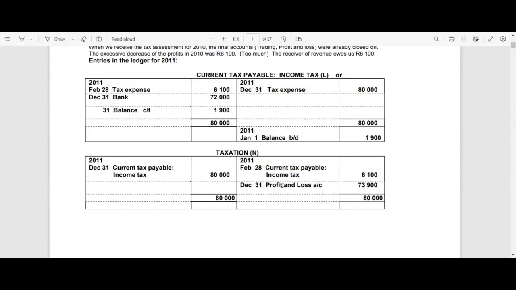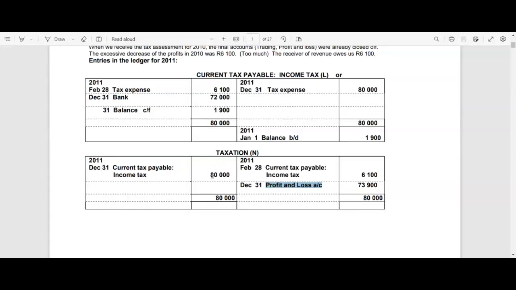We know that certain kinds of trading expenses get closed off to a trading account, and then other expenses and most income items get closed off to the profit or loss account. So what happens in this case? What is the amount that we are going to close off?